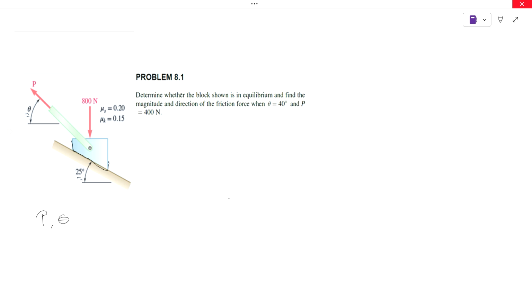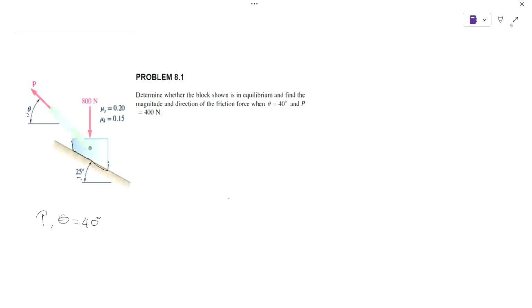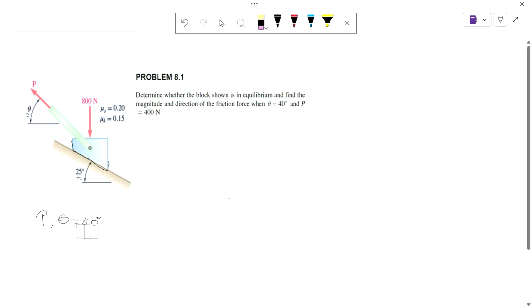this angle. So the question is: determine whether the block shown is in equilibrium and find the magnitude of the friction force when theta is equal to 40. So they're giving us this info right here. And P equals 400. So they're giving us that info as well. So theta is 40 degrees and P equals 400 newtons.